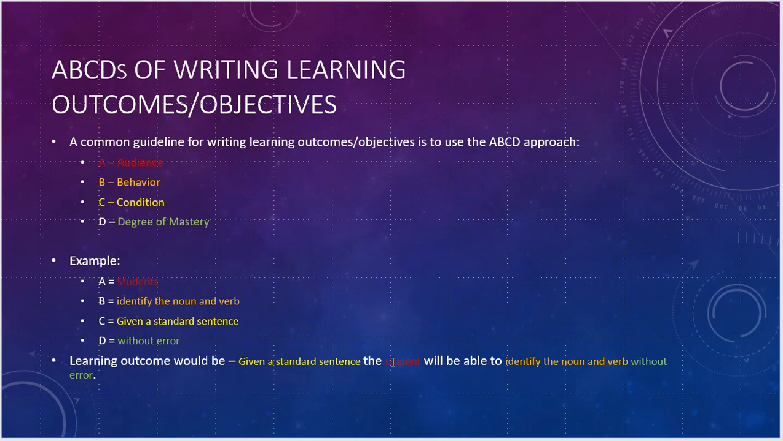So what you have here, there's your audience, the student. Identify the noun and verb, that's your behavior they're going to identify. Given a standard sentence, that's the condition. They're going to be given a sentence and they're going to identify the noun and verb. And it has to be without error. Now, they could have left out but without error, and that would have been assumed.